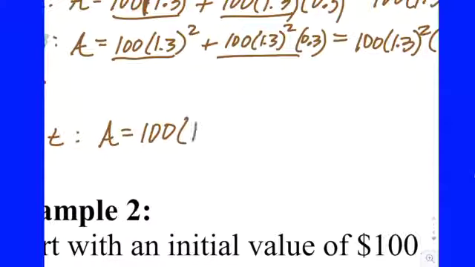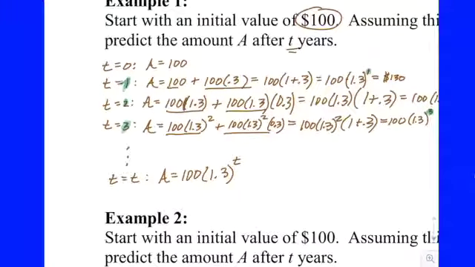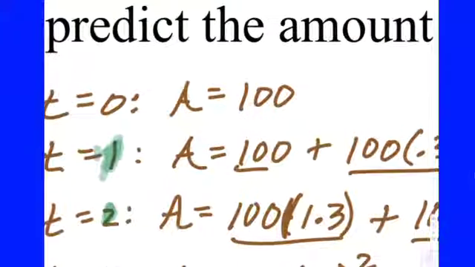100 times 1.3 to the x, right? But we're going to use t instead of x because t stands for time. There you go. Good. Time. It's our independent variable. Let's see if that works. It should work for all values of t, right? Let's verify it for t equals 0. Because at t equals 0, we only had 100.